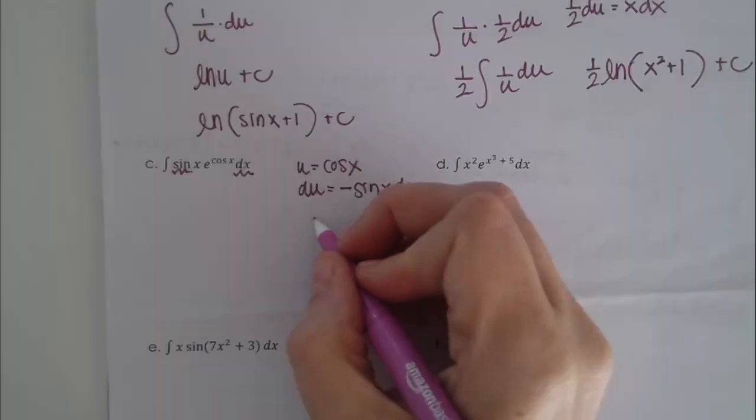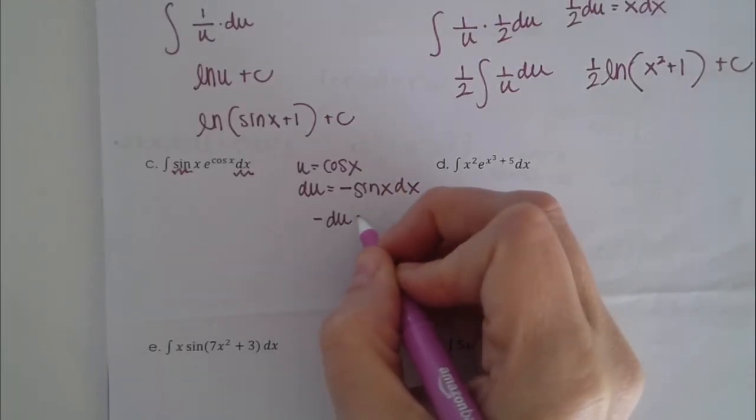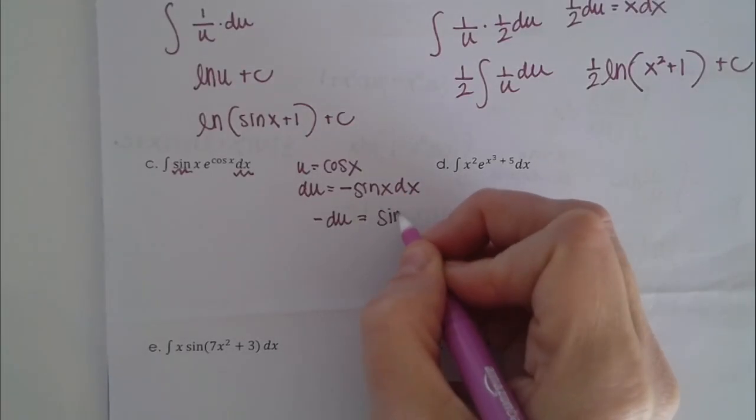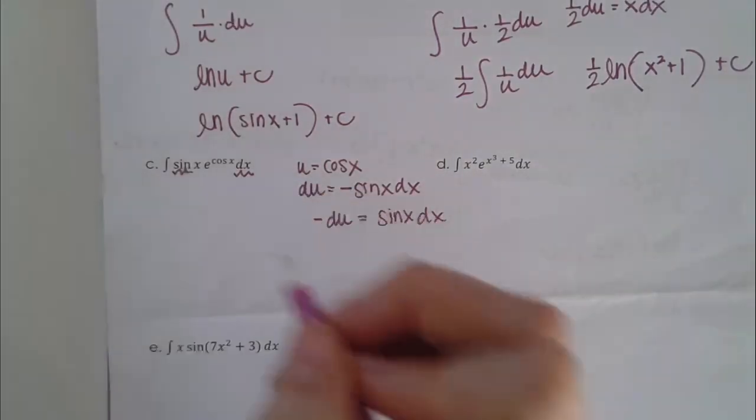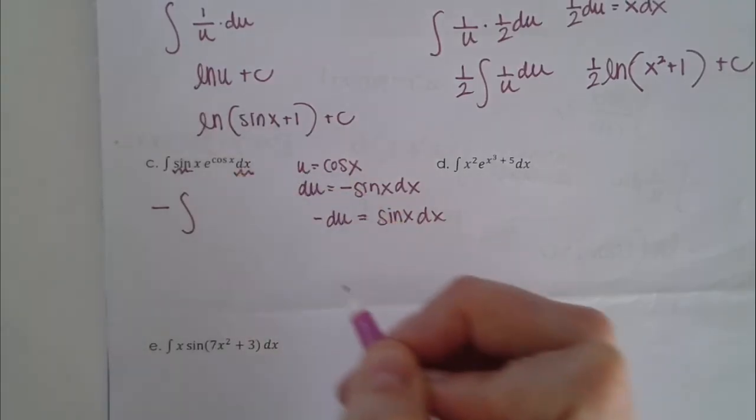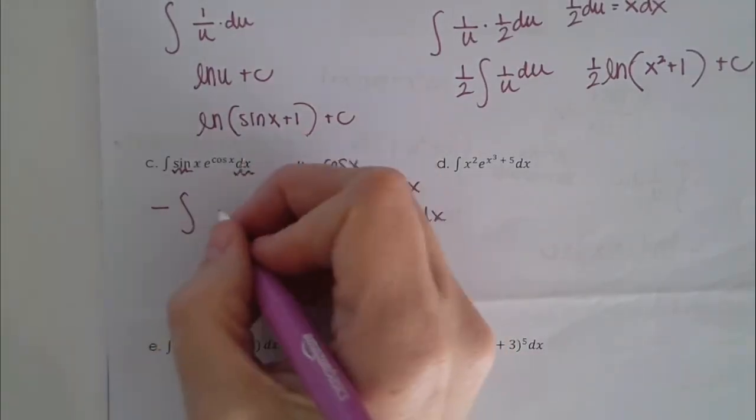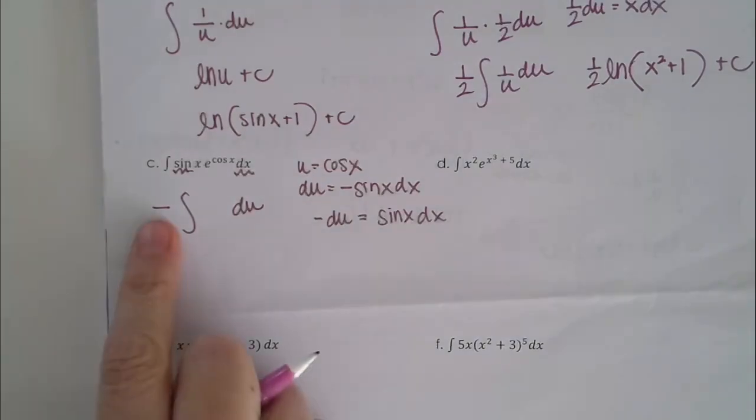The only part that I have in there that I don't want is the negative. So again, we could divide by the negative or multiply both sides by negative, and we've got sine of x dx that we want to replace. So the negative, I'm going to go ahead and throw it in the front. The sine of x dx gets replaced with that du. The negative I threw in the front.